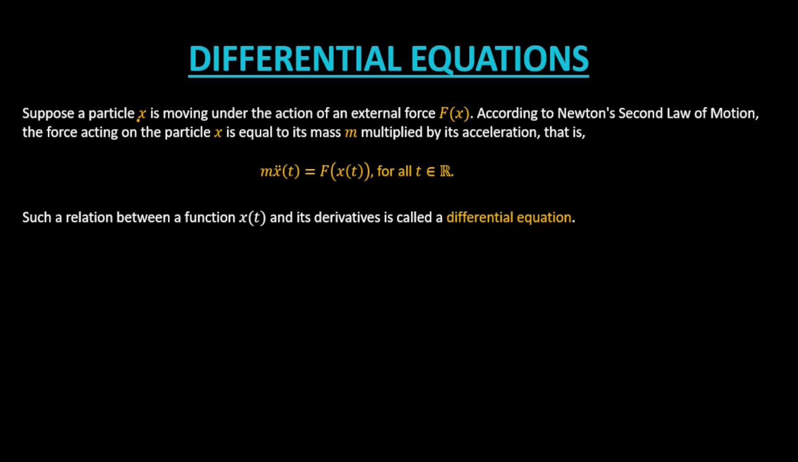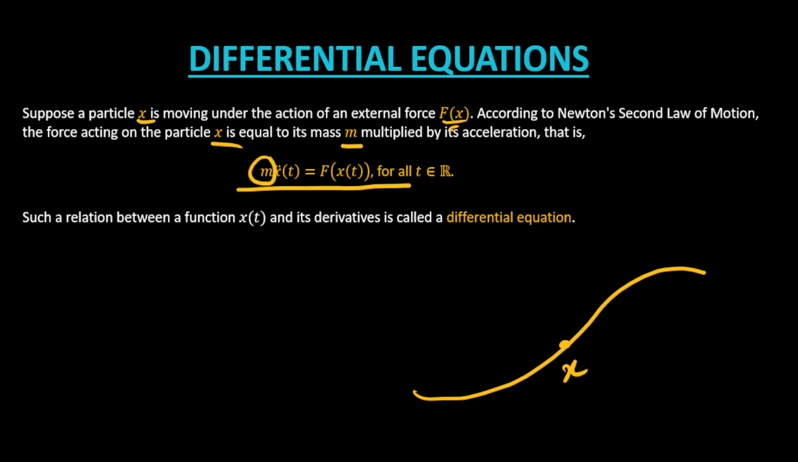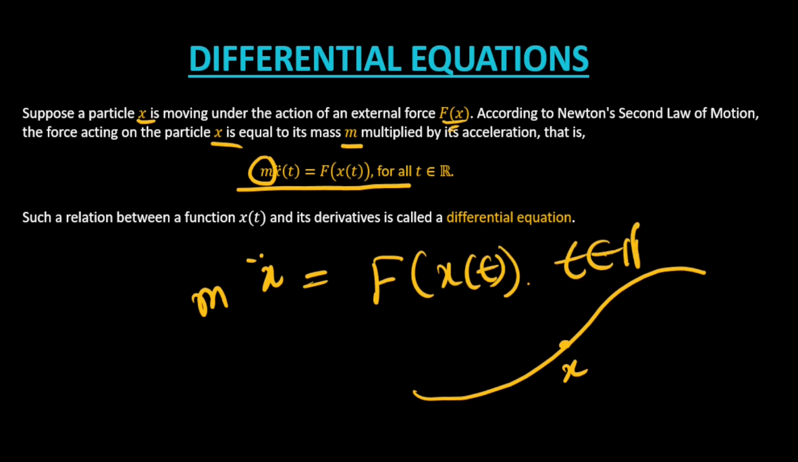Suppose a particle x is moving under the action of an external force f of x. According to Newton's law of motion, the force acting on a particle is equal to the mass m multiplied by the acceleration. Mathematically we can write: mass times acceleration, that is x double dot, is equal to the external force f of x, t, where t belongs to the real numbers. Such a relation between a function x and its derivatives is called a differential equation.